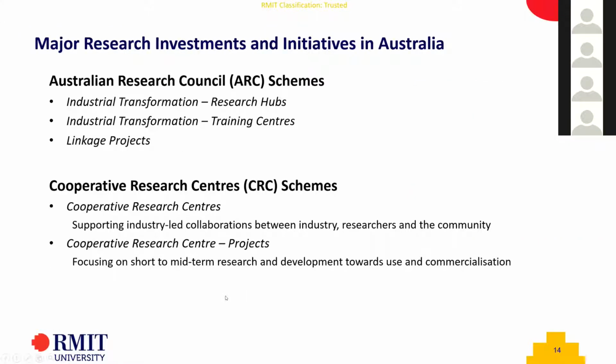And finally, I think you may want to know a little bit more about how the research and innovation activities in this space got funded in Australia. Like many other places, the funds usually come from the government. For example, the government has regular and specific schemes to support research and innovation in this space. These include research hubs, training centers, industry linkage projects, and also industry-led research centers. We call those cooperative research centers. So they have different schemes.